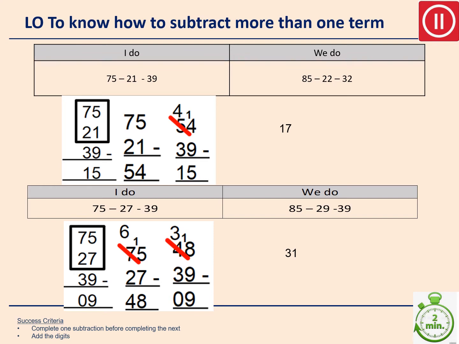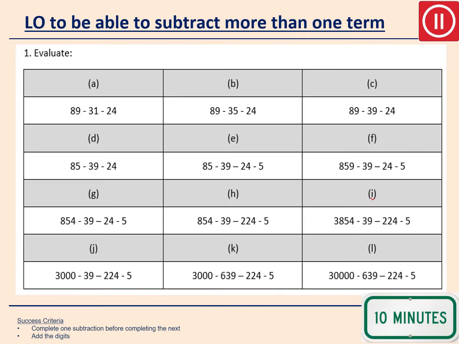So we've paused the video, we've had a go at the questions. 85 subtract 22 subtract 32 is 17, and 85 subtract 29 subtract 39 is 31. So let's have a look at some more.